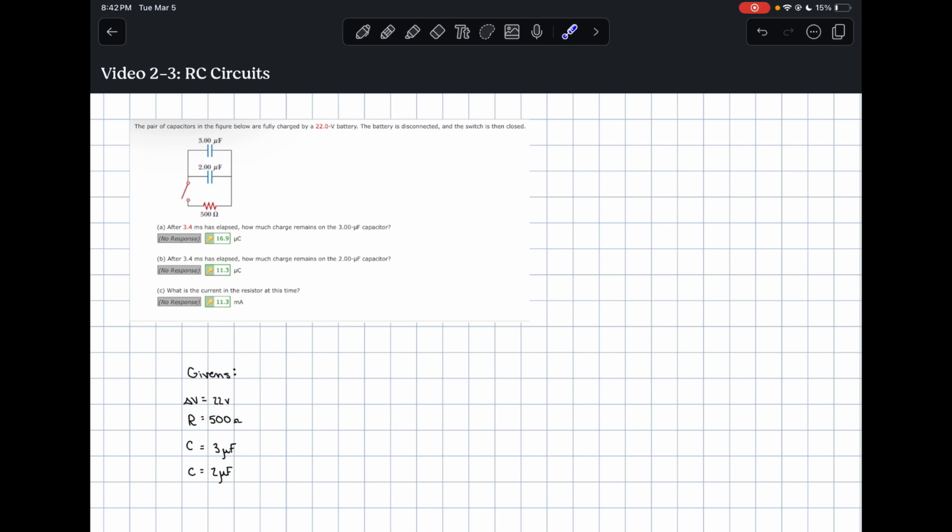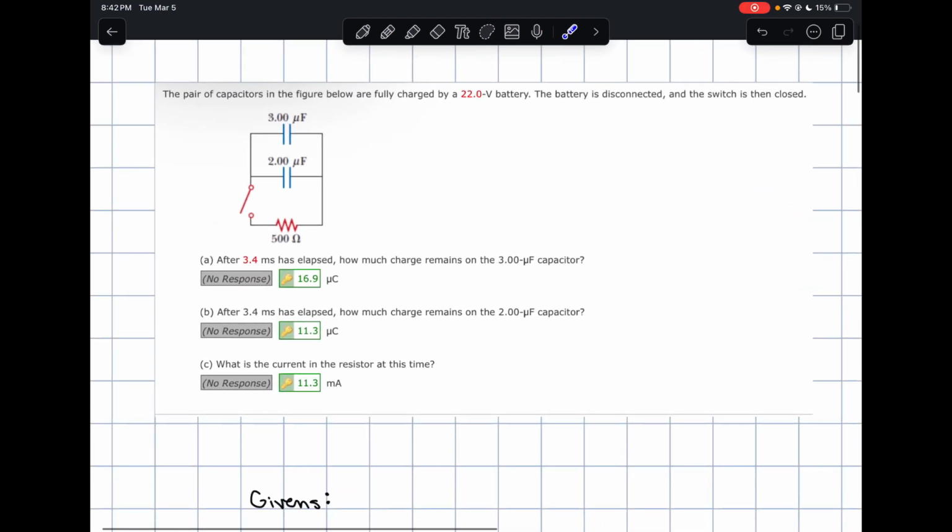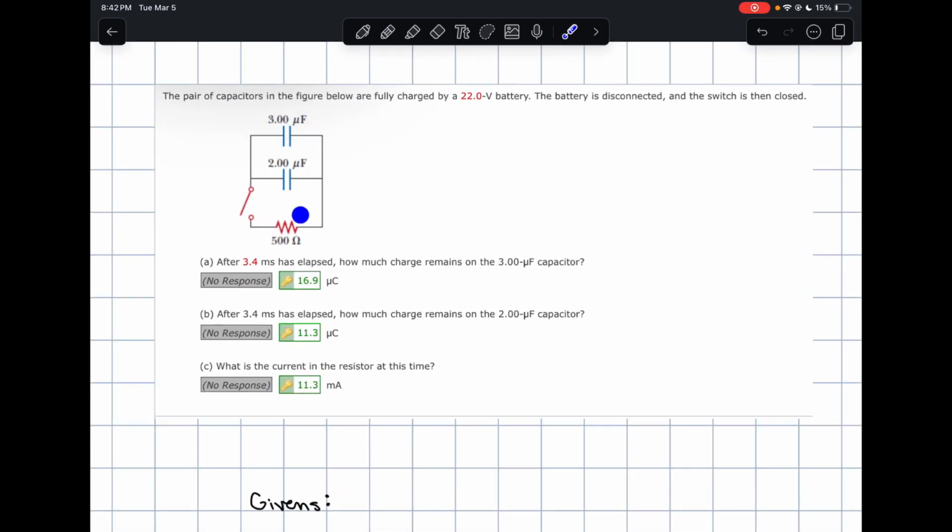The pair of capacitors in the figure below are fully charged by a 22-volt battery. The battery is disconnected and the switch is then closed. Let's take a look at our first circuit diagram. We have two capacitors and one resistor in parallel. So to start, let's start thinking about some of our rules of capacitors in parallel.